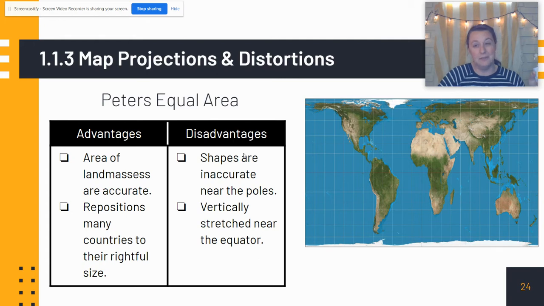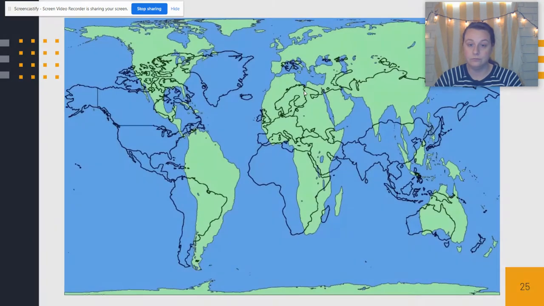Now, here's the thing though, the distortions. The shapes are very inaccurate, right? The shape is all off. And we see some vertical stretching happening near this red line, which is the equator. But again, all maps are selective. They're going to distort something. So what is it going to be? What's the intention of the cartographer? This is so interesting to look at.